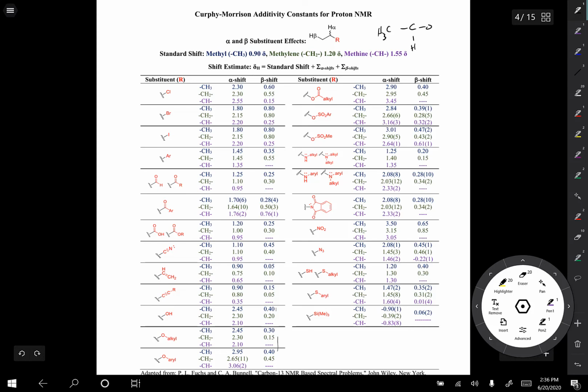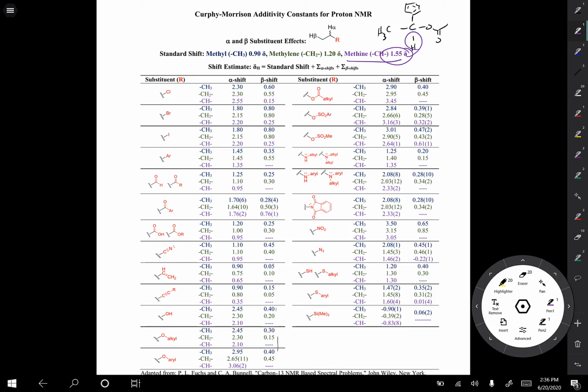We think it's bound to an O, bound to a carbonyl, so this ester here, and we think that this is bound to a benzene ring. So we are looking at this hydrogen in particular. This hydrogen is a methine, it's a CH. This is going to tell us what constant to start with. And then we're going to add the alpha shifts.